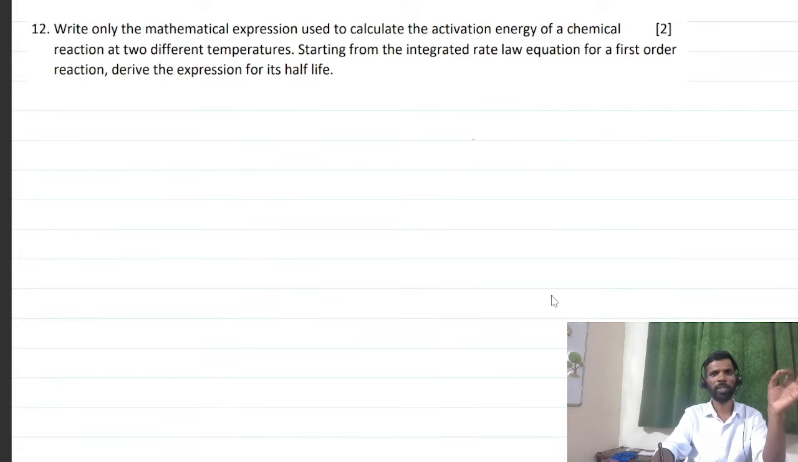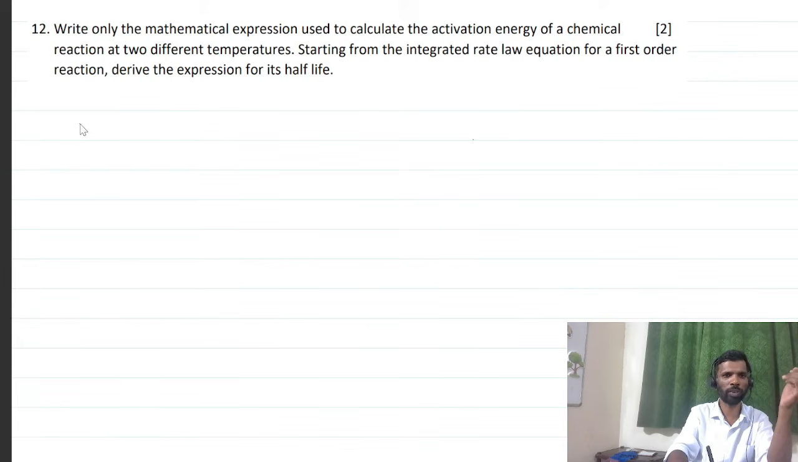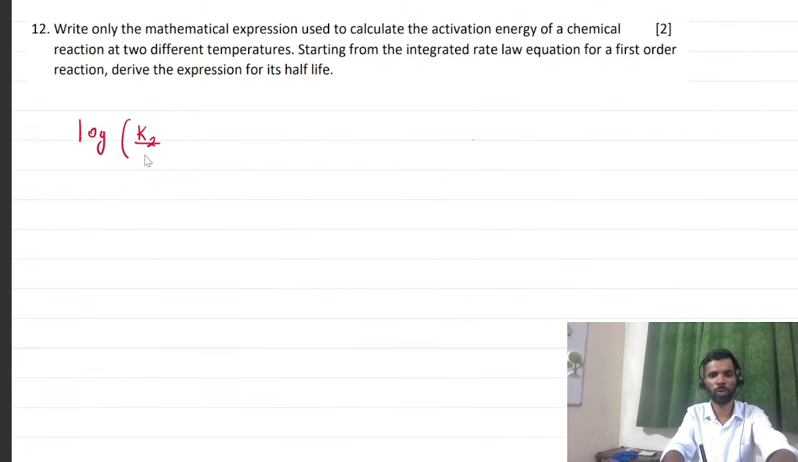Write only the mathematical expression used to calculate the activation energy. Then it's very simple. This is the equation you need to write. Now, since only the equation is asked, here you need to define the terms also. Log of K2.